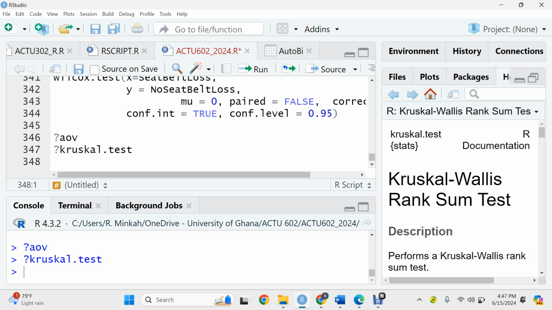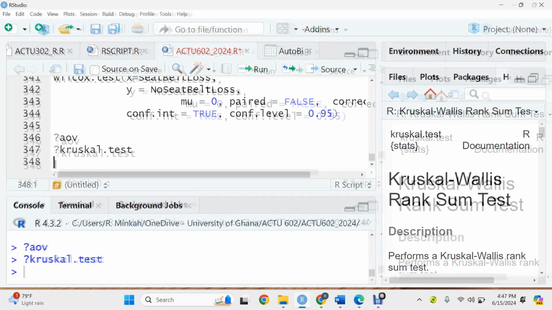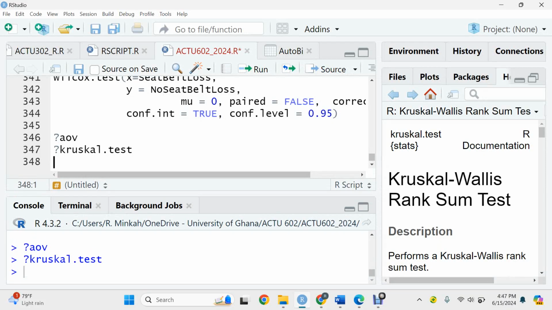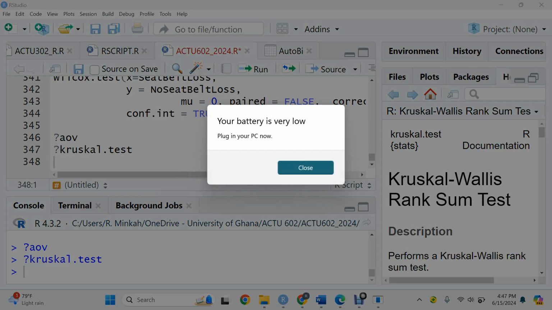I'll check and send out the link to the video on this. Please take your time, go through it so that you can check for the marital status. Okay, so you have to check for normality assumption. You have to test for equality of the variances, which is the Bartlett test, before you do the Kruskal-Wallis.